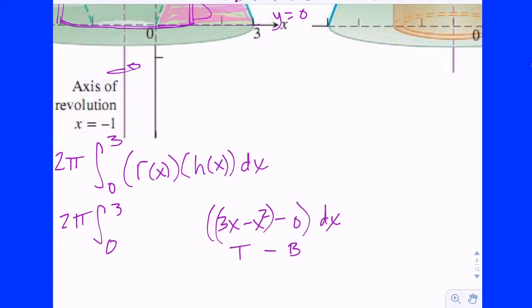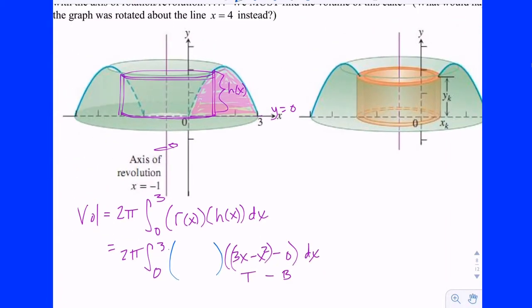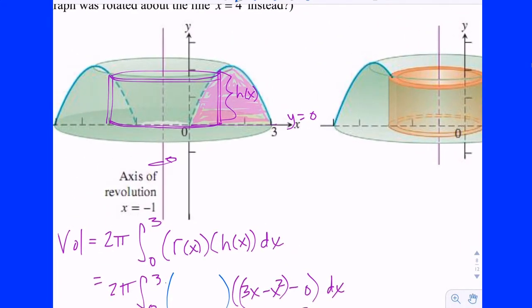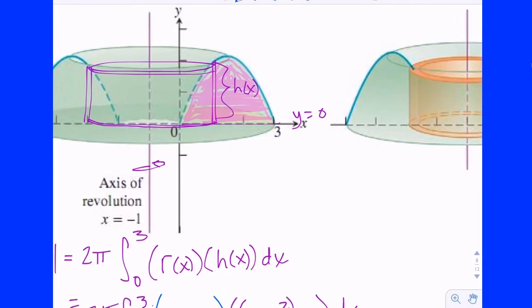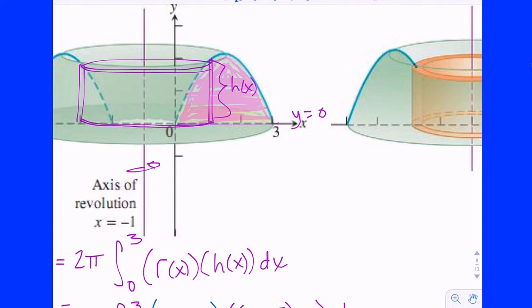Now the radius. That's the fun part. That's what makes this one a little bit different than the washer method. The radius is still going to be the distance off the axis. If you don't have an axis, you don't have a radius. So if your axis of revolution is at -1, let's draw a line from the axis to our representative slice right there.